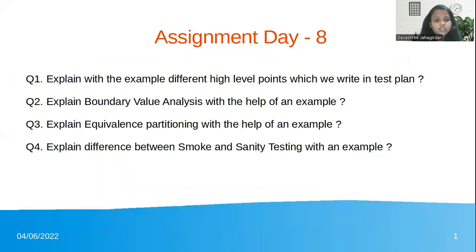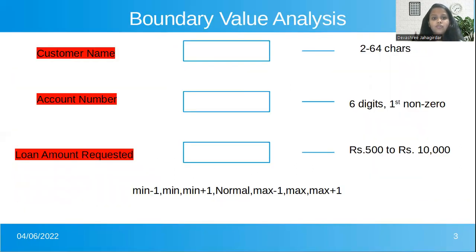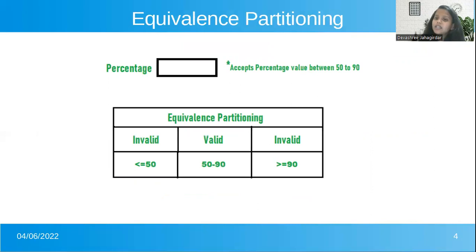Now moving to the next question. Explain equivalence partitioning with the help of an example. So what is equivalence partitioning? Again, equivalence partitioning is a black box testing method, right? So here what is happening? The input of the program is divided into classes, and those classes are then used to derive the test cases. Here we have a set of valid and invalid input conditions.